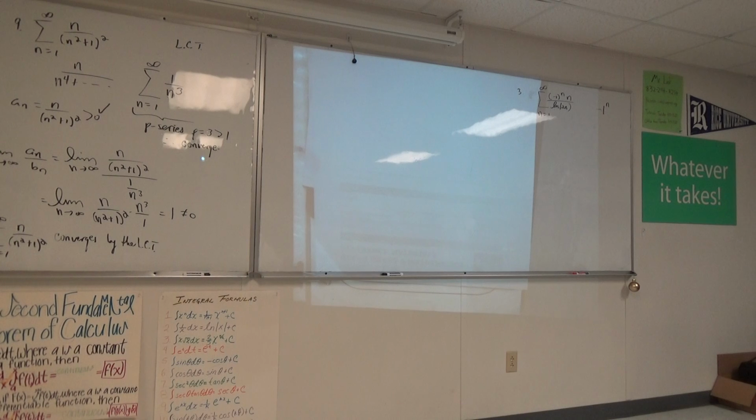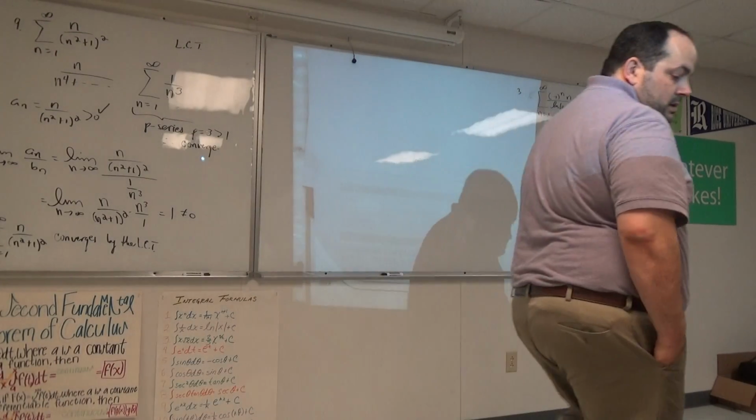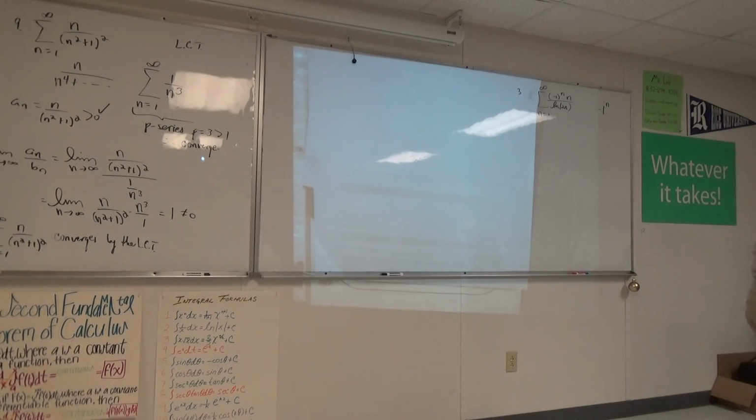Alright, so does this one do all the things? The limit is not equal to 0. How do you know the limit's not equal to 0? The top grows faster than the bottom, so the limit is infinity. All we really care about now is that it's not 0. So what's the conclusion? The AST doesn't apply, but you get divergence by the nth term test, because the limit is infinity.